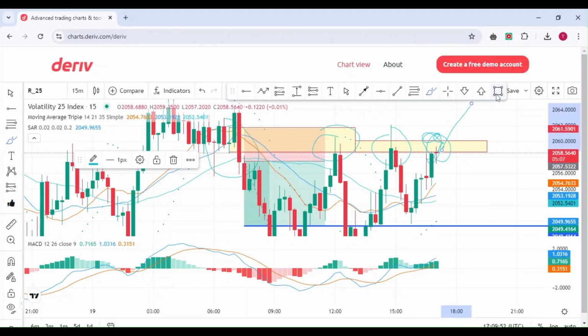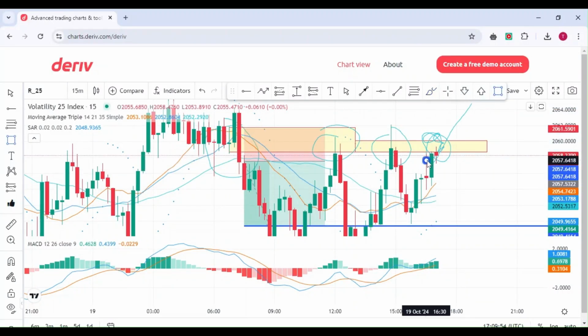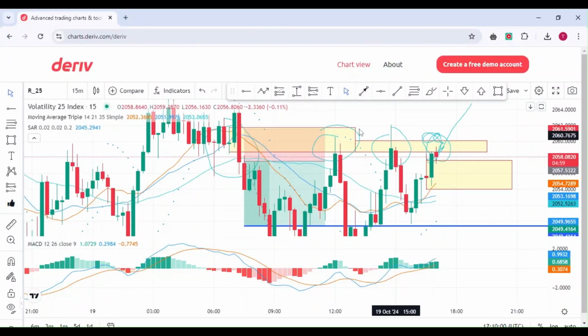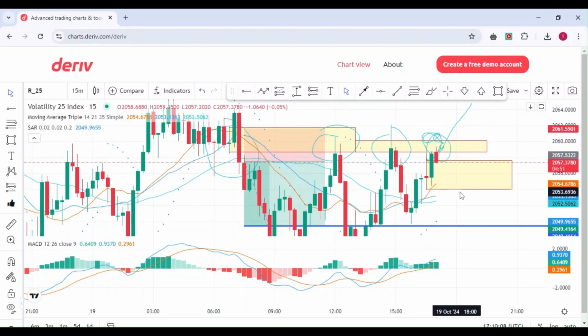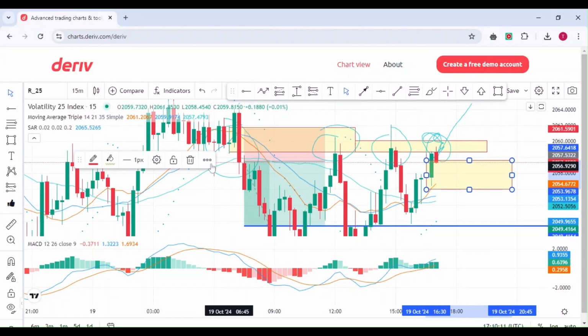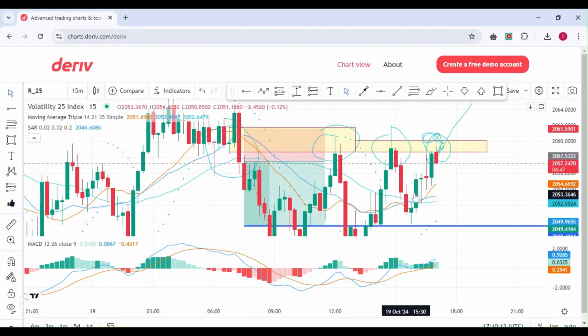Why? Because of this zone here, which might now act like an order block, but we can't confirm until we identify other key zones, whether the market can go up or down. So that's it. We are not focusing on that for today.